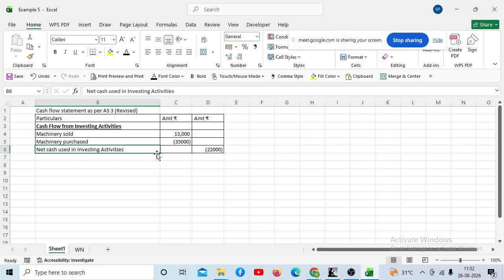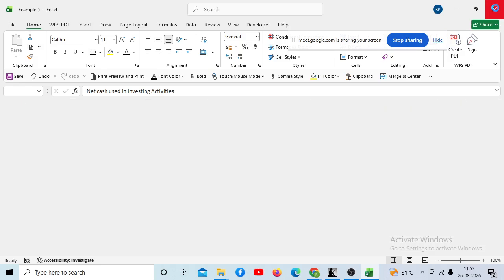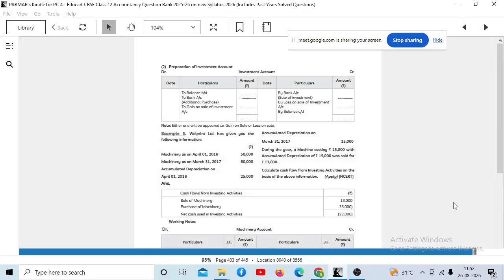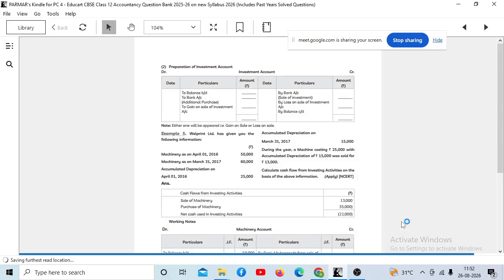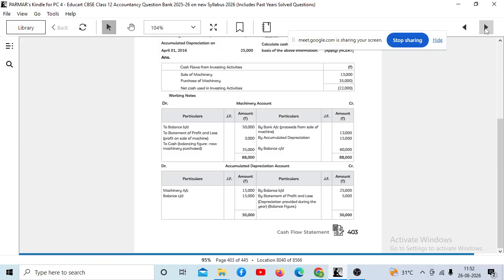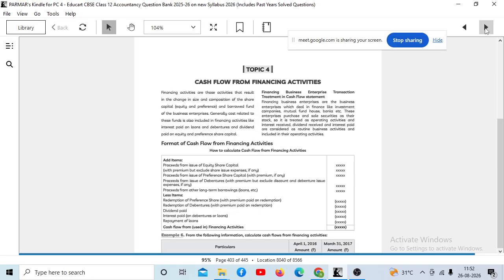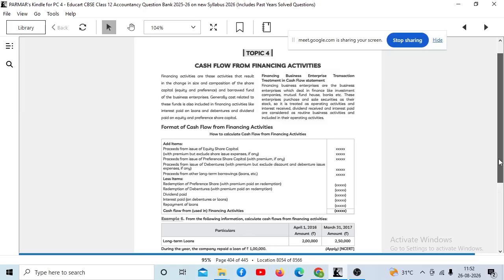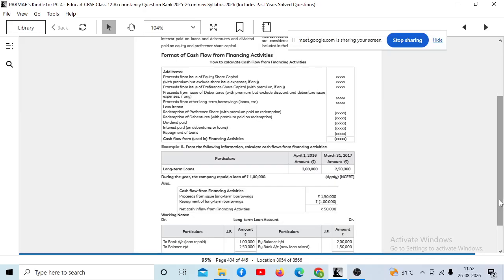Yes. Okay. Now let us solve example number 6. This was 5, right? See, net cash used in investing 22 we are getting. Question number 6. I hope you are understanding the cash flow statement. Hello? Yes. Okay. Now let us solve this example number 6.